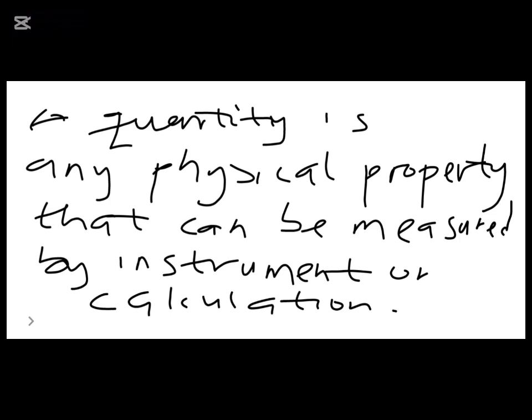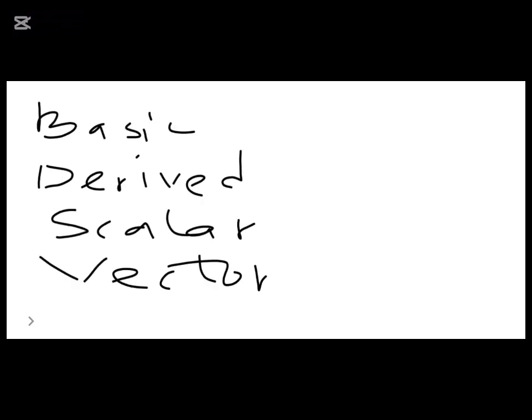With the types of quantities, we have four types. We have basic quantity, derived quantity, scalar quantity and vector quantity. We take them one after the other and look at what they are with examples. So let's start with basic quantities.